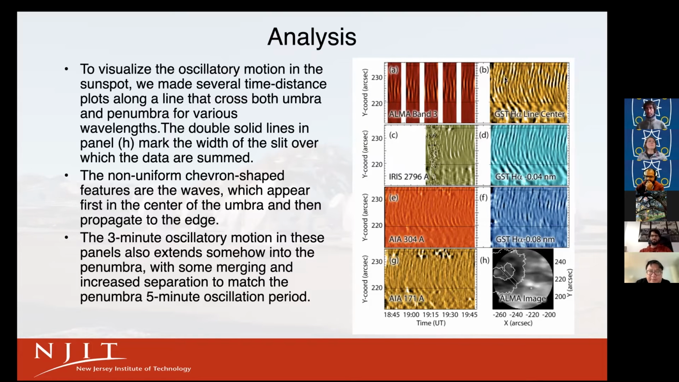Immediately, you can see we have this chevron shape in several of the wavelengths from different instruments. These appear first in the center of the umbra and then propagate to the edge. So the 3-minute oscillation motion in these panels also extends somewhat into the penumbra. You can see that marked with the umbra-penumbra boundary with the solid black line, with some margin and increasing separation to match the penumbra's 5-minute oscillation. However, for ALMA, we do not observe such a 5-minute oscillation, or it is rather quite weak.